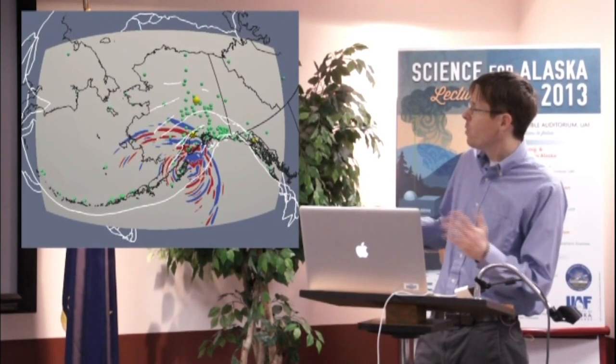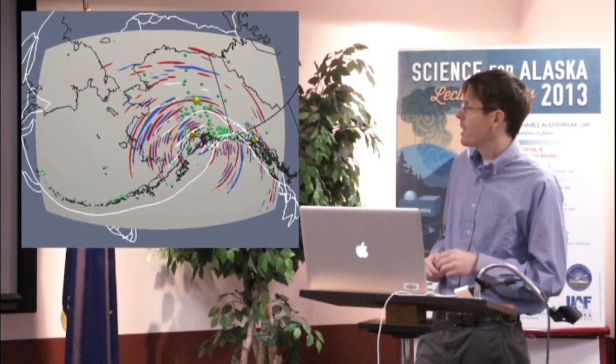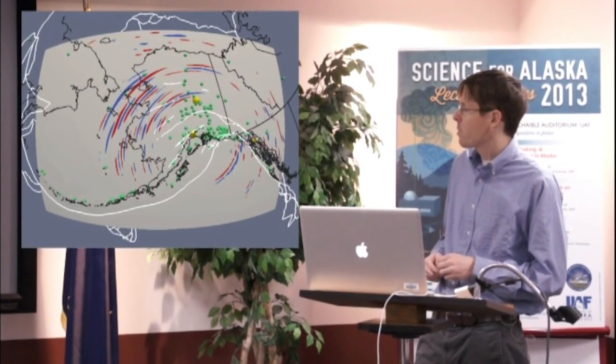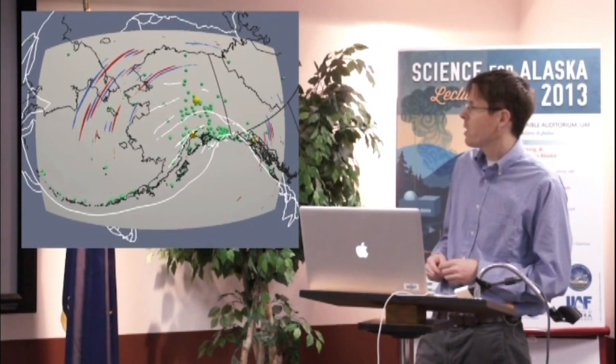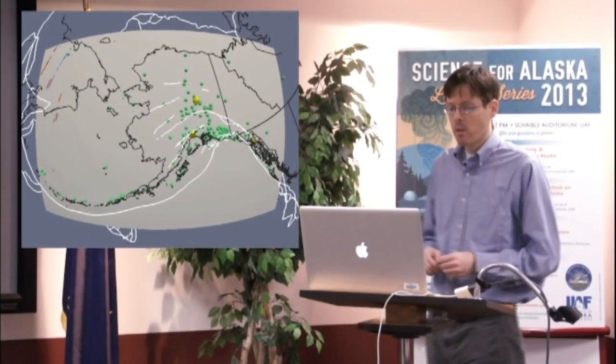The whole movie here represents something like 10 minutes, 20 minutes. So you can see that all this complexity in the wave field that we see is mainly due to the complexity of the rupture. So that kind of shows where we're beginning to implement into the three-dimensional models for Alaska possible earthquake models to look at ground motion in Alaska.